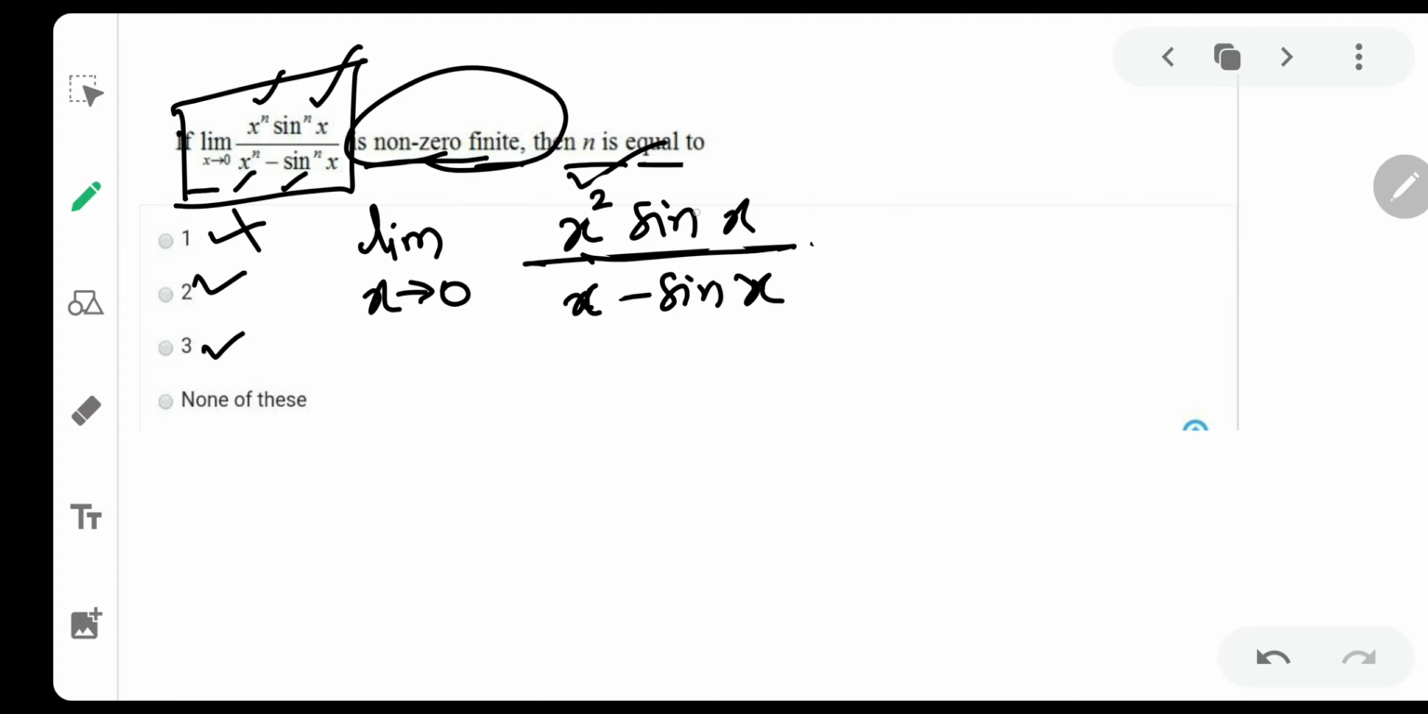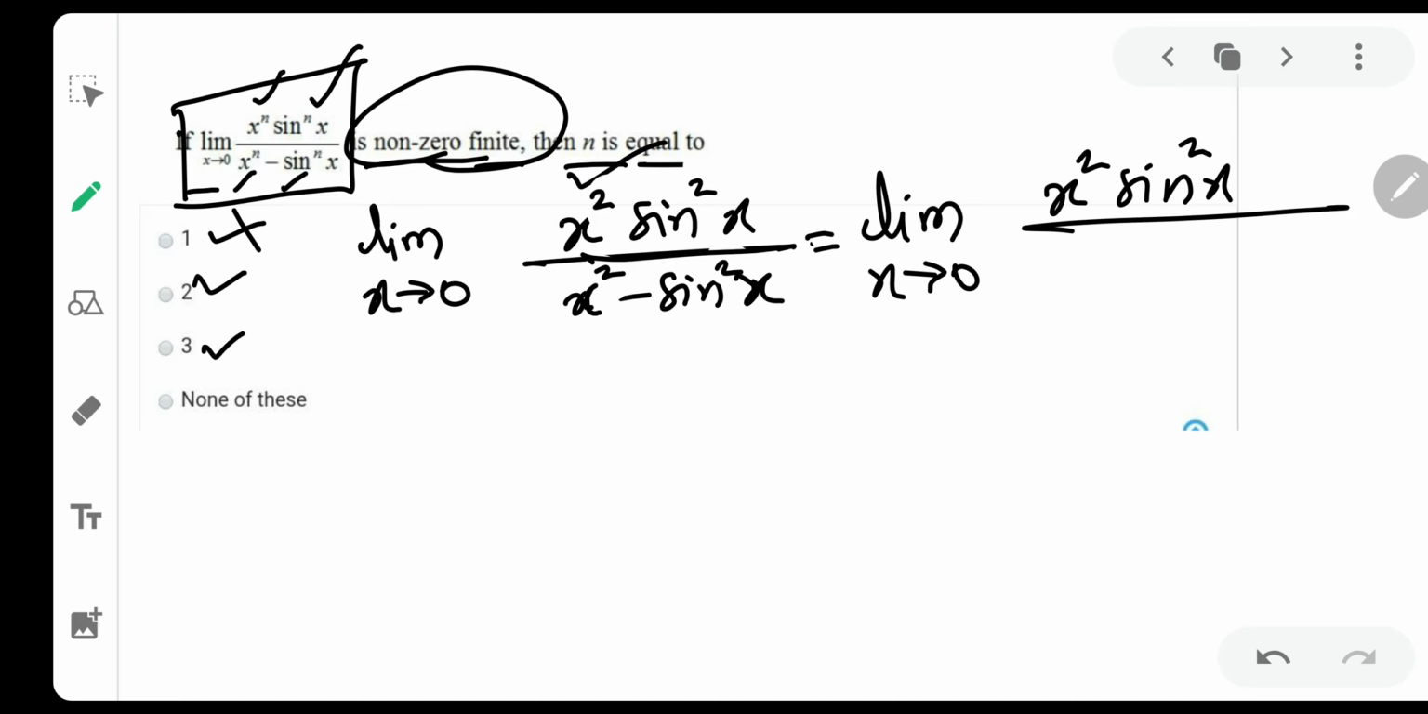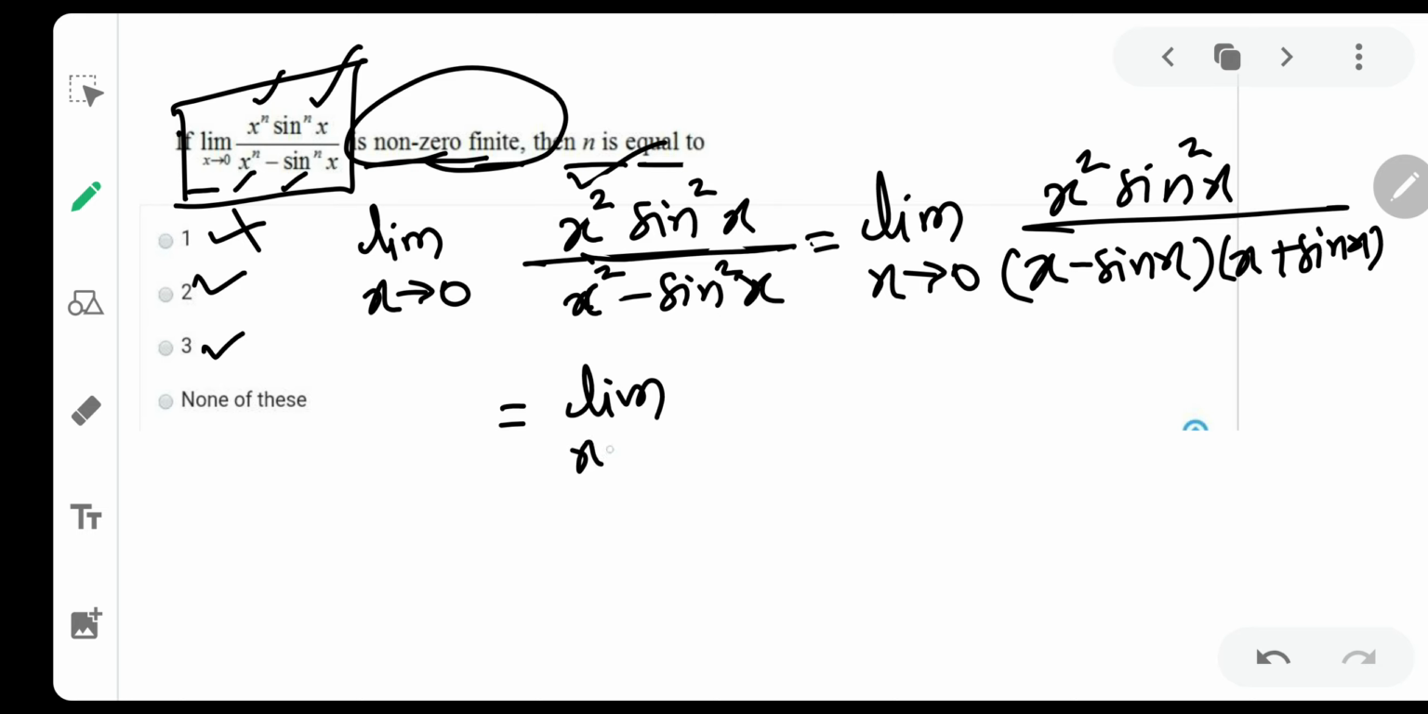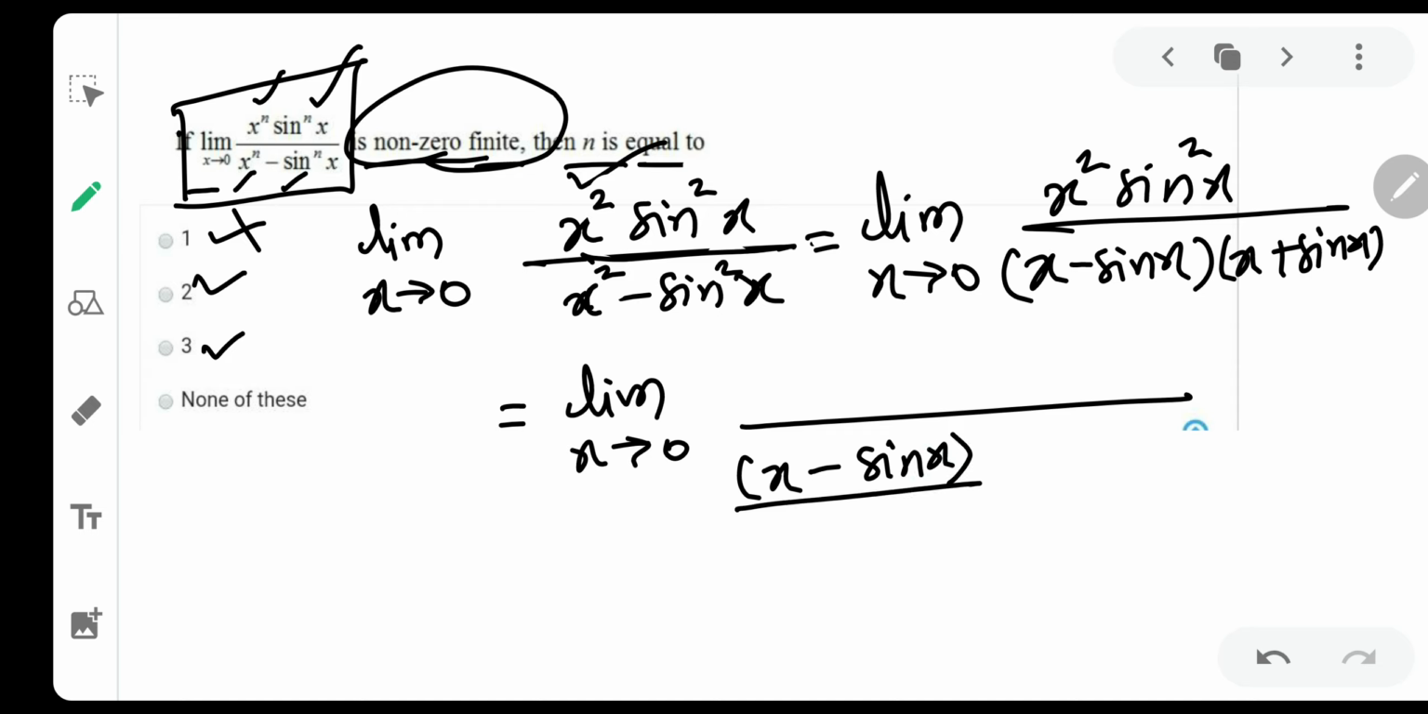Now let us try n is equal to 2. So if n is equal to 2, this will be x square sin square x. Let me apply some algebra over here. Limit x tends to 0, x square sin square x, and in the denominator I would simply say x minus sin x and x plus sin x. As I want a non-zero finite answer, just observe the denominator. x minus sin x would require x cube, then the answer for this will be 1 by 6.